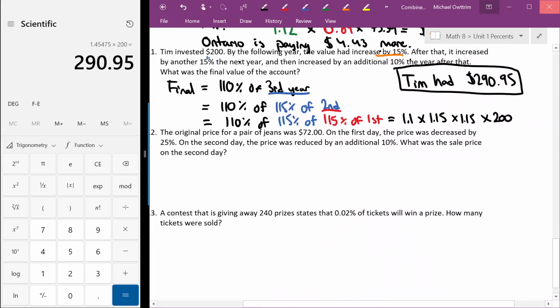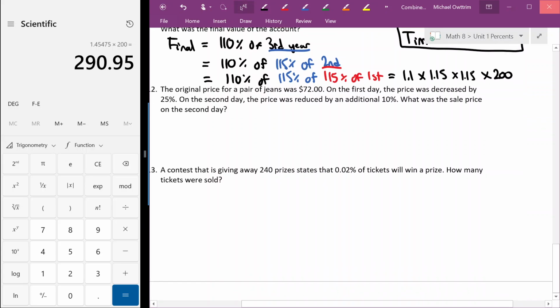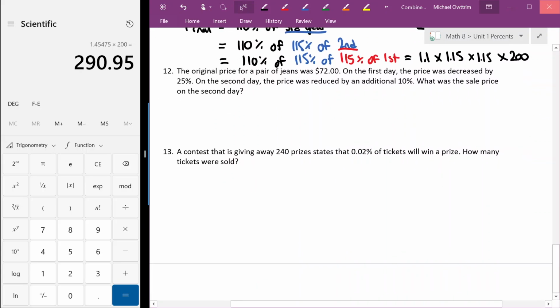Again, that's because we're earning that interest in the second year on the full amount after the first year, which means we're earning interest on the interest that we already earned in the first year. Okay, question 12. The original price of a pair of jeans was $72. On the first day, the price was decreased by 25%. On the second day, the price was reduced by an additional 10%. We want to know what the sale price was on the second day.